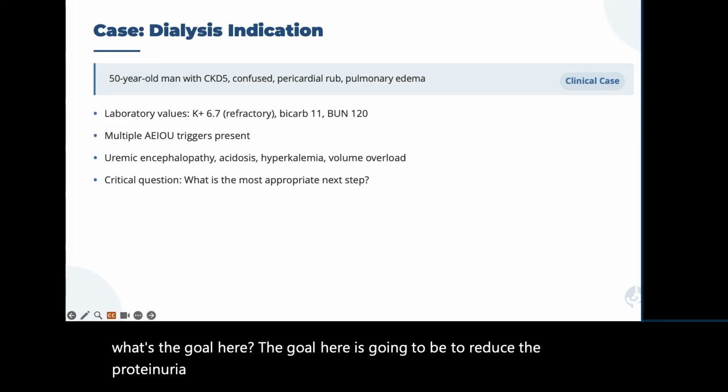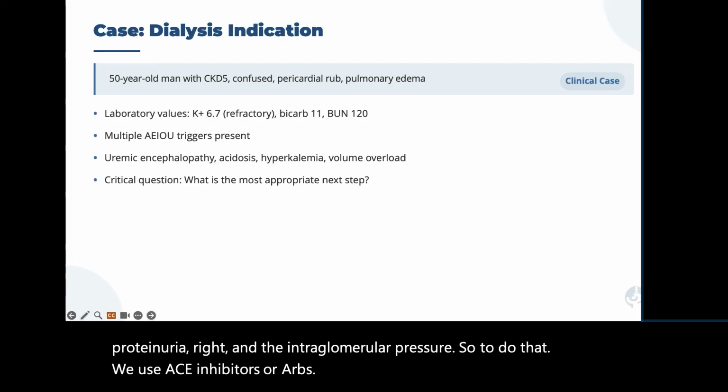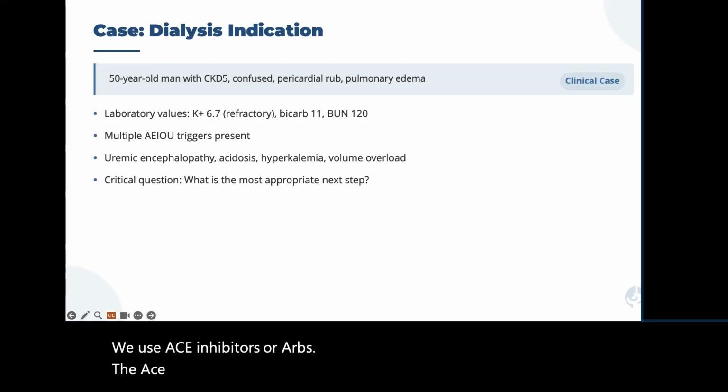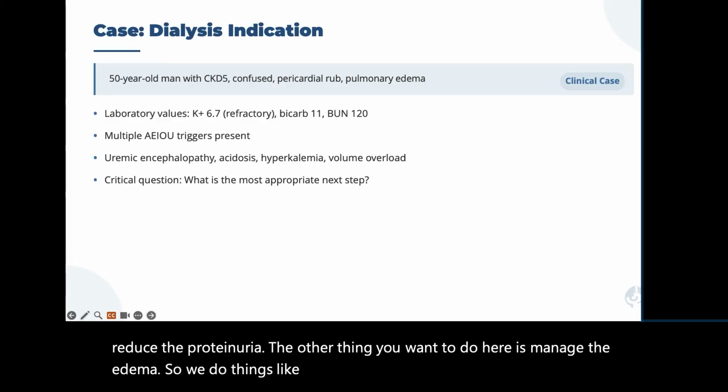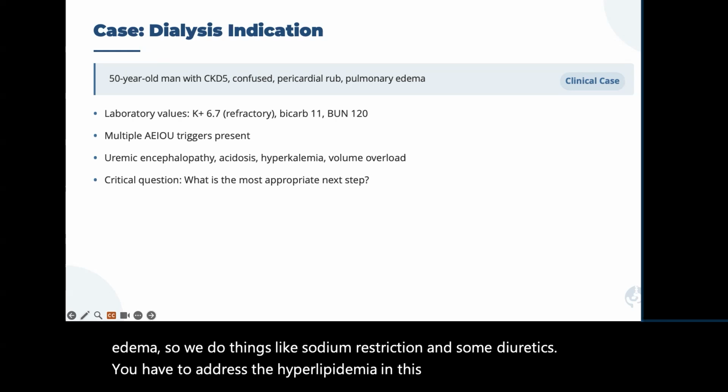And the intraglomerular pressure. So to do that, we use ACE inhibitors or ARBs. The ACE inhibitors or ARBs are used to enhance the renal perfusion and reduce the proteinuria. The other thing you want to do here is manage the edema. So we do things like sodium restriction and some diuretics. You have to address the hyperlipidemia in this case with statin therapy.